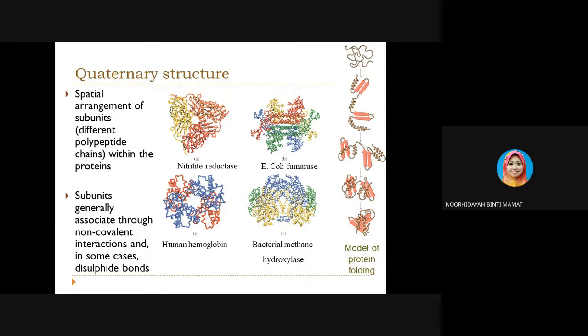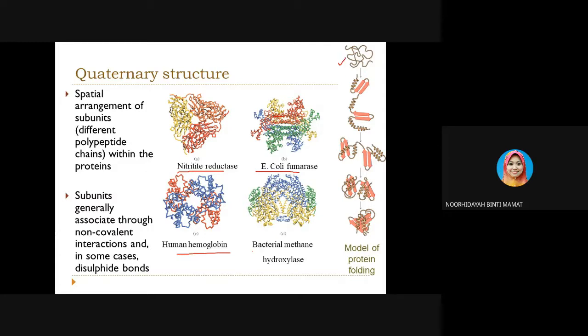They interact with each other, so they will become the nitrite reductase. How about the E. coli fumarase? They have many tertiary structured proteins. They interact with each other. You see the colors, so they are forming the E. coli fumarase. This is four. This is the human hemoglobin. And this is the bacterial methane hydroxylase.